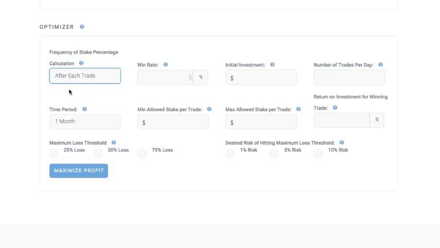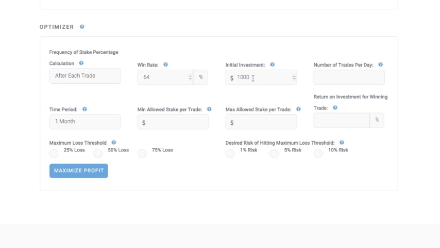So let's go ahead and look at filling out the rest of these inputs so that we can do a trial run. We'll do win rate here. Let's say that you have a win rate of 64%. And let's say that you're going to initially invest in your trading $1,000.